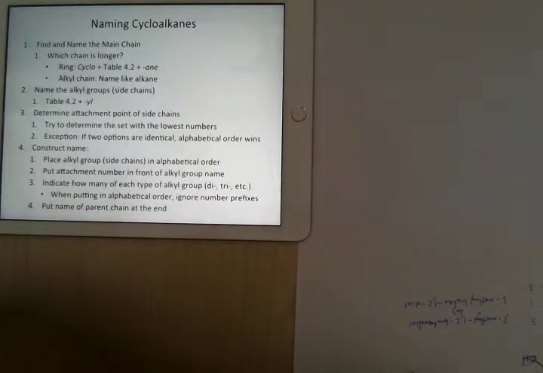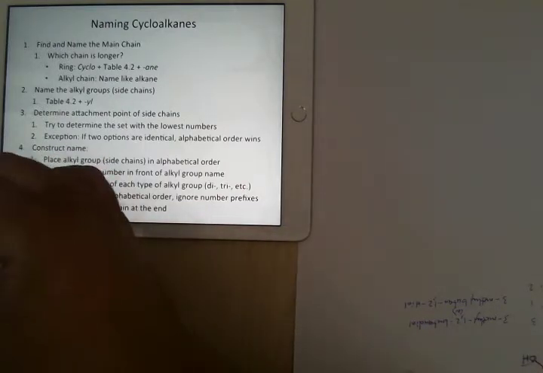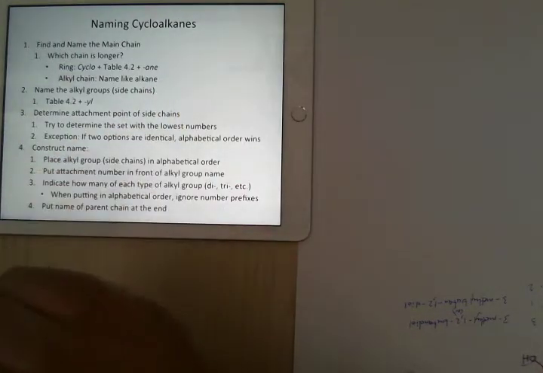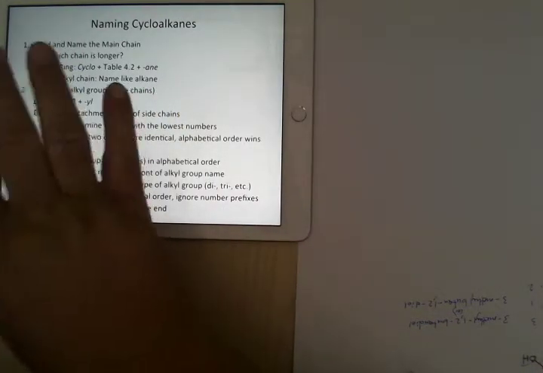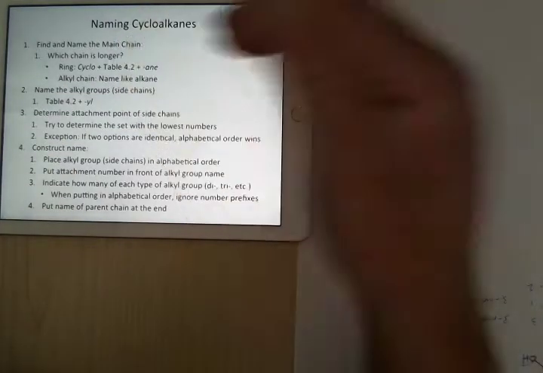To name these things, the first thing we need to figure out is which is longer: the ring, or any of the side chains hanging off of it? When you're naming these things, you're either part of the side chain, or part of the straight chain, or part of the ring. You cannot be part of both. You can't go straight chain and then go into the ring. That's not going to fly.